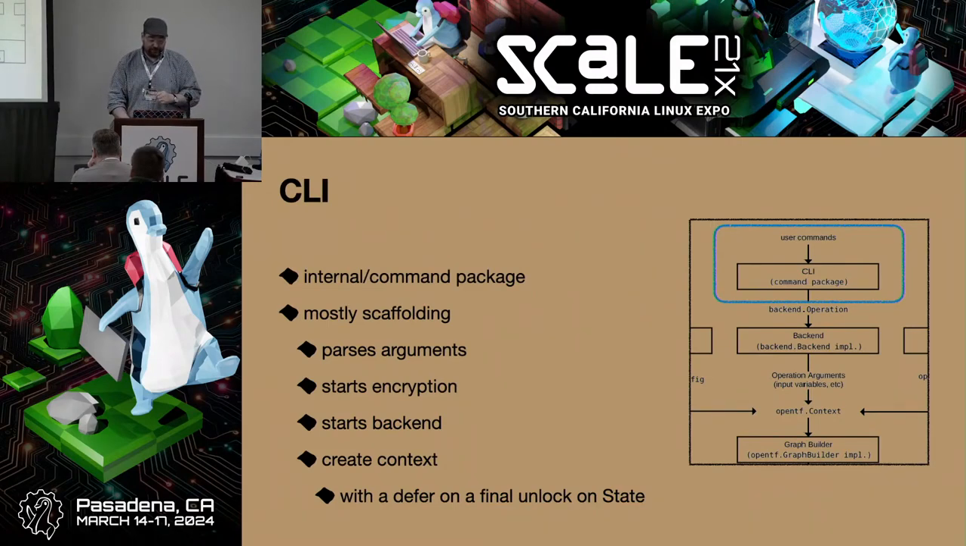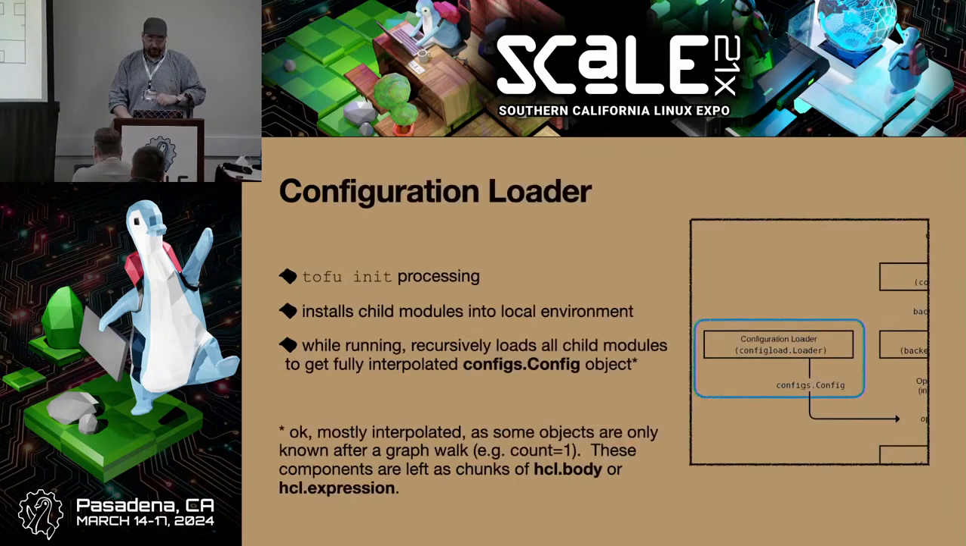So CLI is a basic structure for us. It does keep a lock on the state so that too many things aren't changed at one time and we don't overwrite stuff. But importantly, if you don't know Go, it's got a very nice defer feature so that we don't permanently lock that. And so CLI takes care of making sure that that final lock doesn't happen.